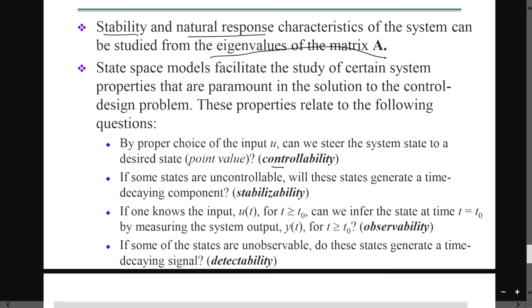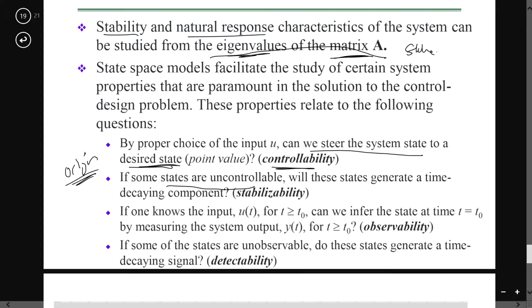The next thing is controllability. The definition is that we can steer the system state to a desired state, or back to its origin, so to speak. I think back to origin is a better thing to say in that manner. And then if some states are uncontrollable, if the eigenvalues of the matrix A are stable, then we are stable. This system is stabilizable.